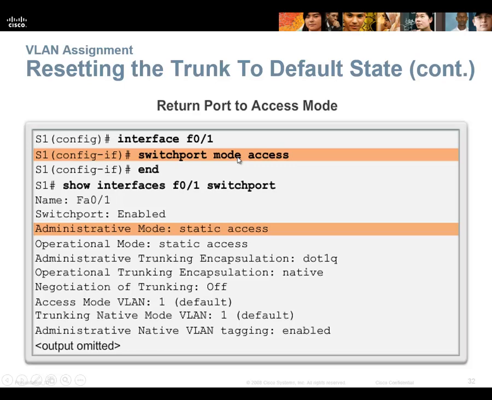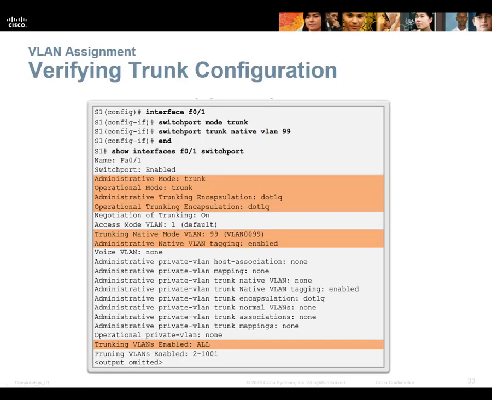So to return that port to an access mode, I would do my interface and then switchport mode access. So here, if I want to verify my trunk configuration, I go to my interface, switchport mode trunk, switchport trunk native vlan 99. So that means that now I've got VLAN 99 tagged.